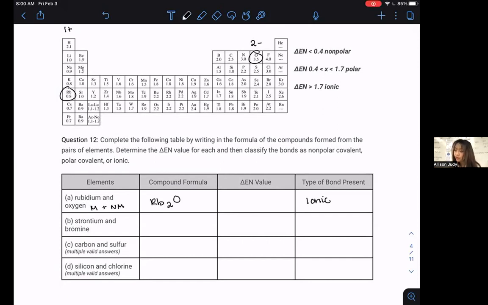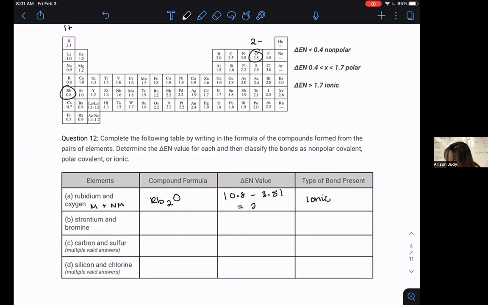And how do we confirm this? Conceptually, through the concept of electronegativity values, right? Well, we have rubidium, the absolute value difference between rubidium, which is 0.8 electronegativity, and oxygen, which is 3.5, gives us an electronegativity value that is very large, which is 2.7.